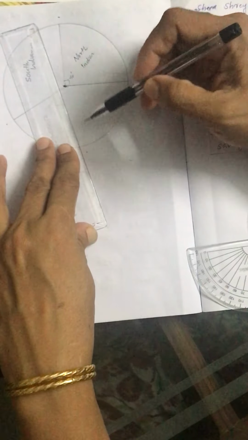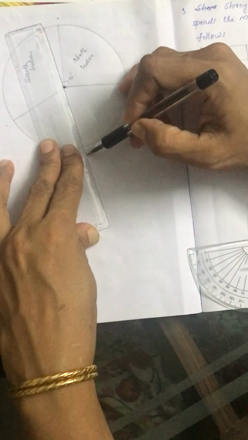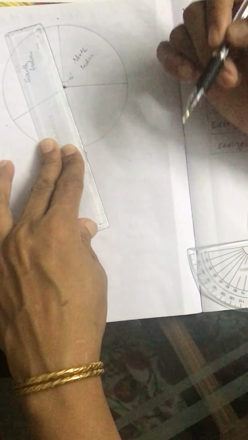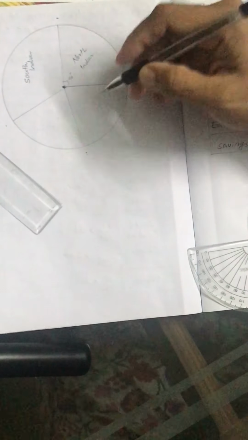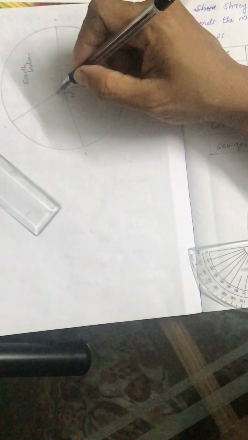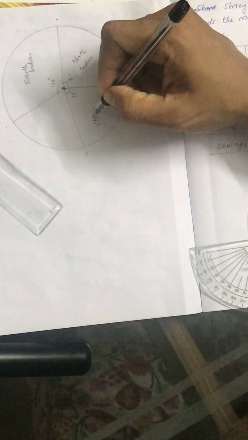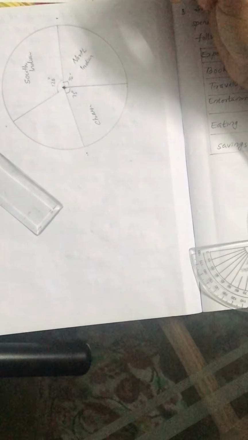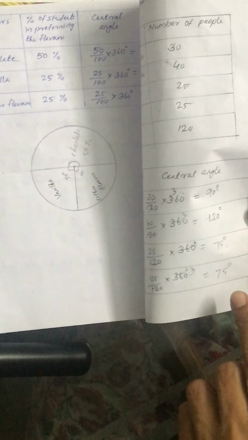Then place your ruler like this, and arrange the center also like this, and draw the radius like this. This is 75 degrees, and this one is 120 degrees. And this 75 degrees is for which food? Chinese food. And what is the last one? It is others.